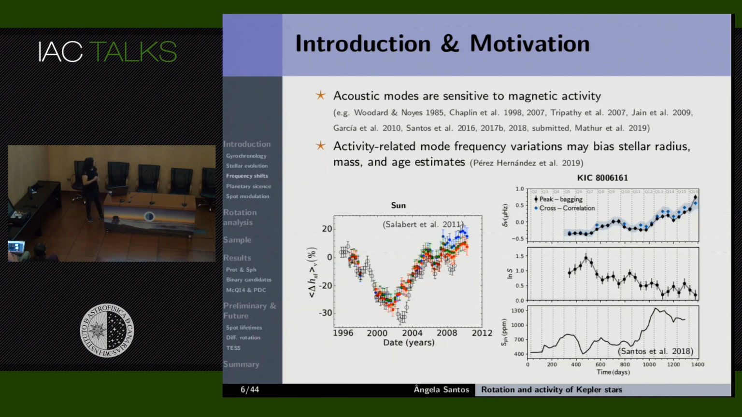Another property that changes over time is the amplitude of the modes. The amplitude of the acoustic modes is observed to decrease as the activity increases. So this is solar maximum, and we see the amplitudes decreasing towards the solar maximum, then increasing as the activity level decreases. We can also see that for Kepler stars, here we have the height of the modes decreasing over time. This means that activity suppresses the acoustic oscillations, and we do not expect to be able to observe oscillations for very active stars. So we are limited to less active stars for asteroseismology.